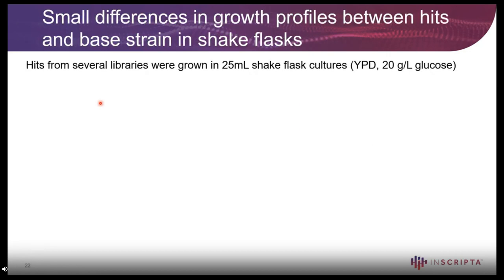Okay, so I went through some of the small scale screening workflow. Now we wanted to see, well, we identified all these hits. Did any of them scale up to a larger culture? And we tested them in 25 ml shake flasks using YPD, just as we did in small scale, and 20 grams per liter glucose, exactly the same conditions that were used.